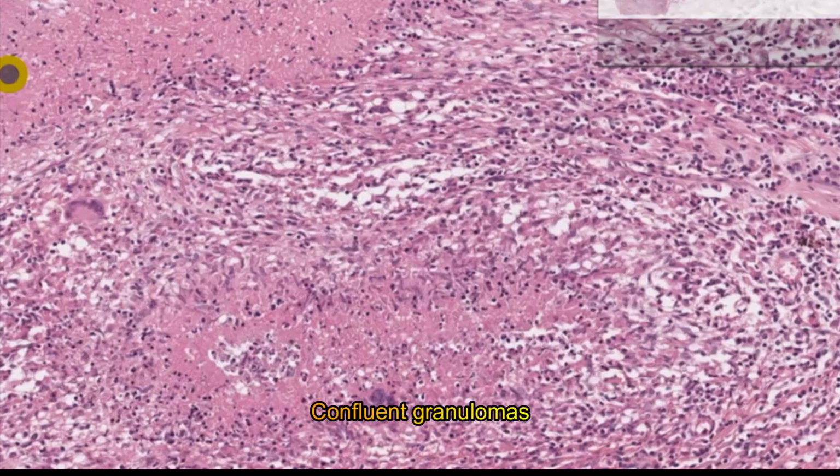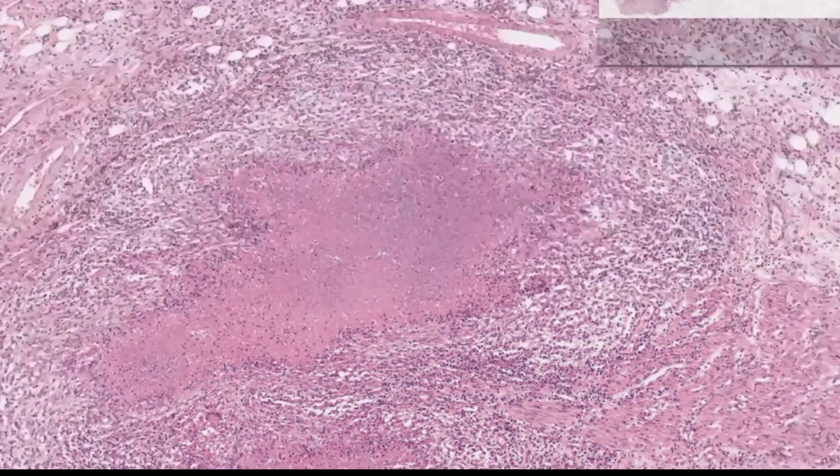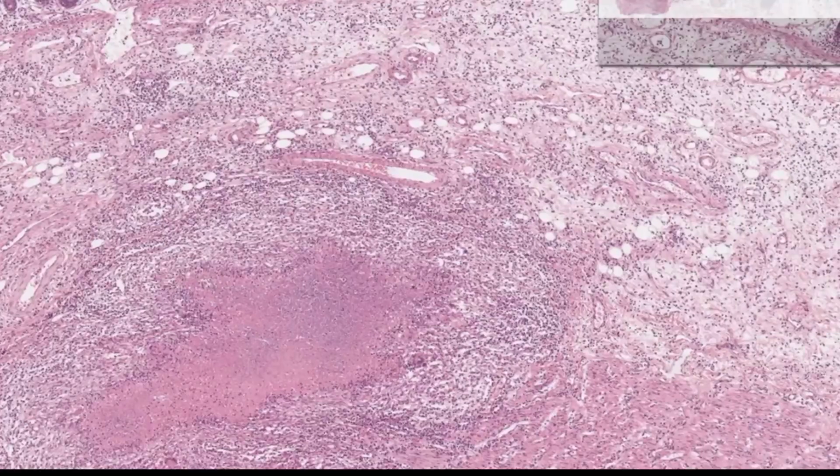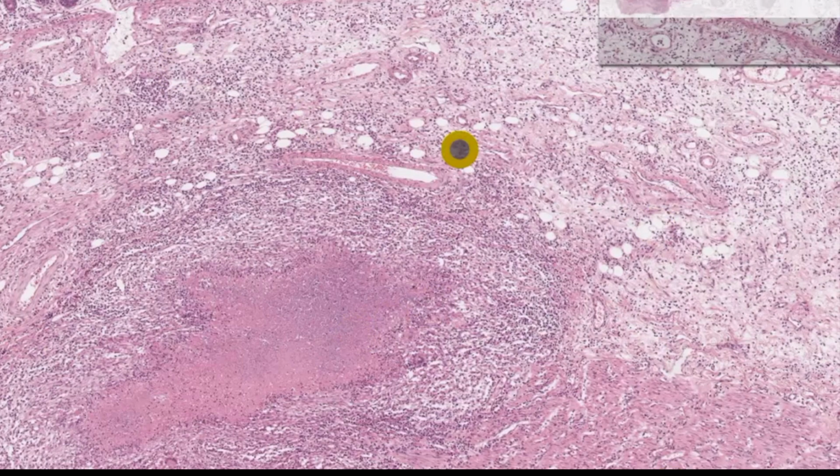Confluent granulomas are two granulomas which are attached together. So this is a confluent granuloma. Also, one more thing to note is that we can clearly see that these granulomas are not mucosal, and they are present in the submucosal region of the small intestine. So these are a few differentiating features of the granulomas which we see in Crohn's disease versus the granulomas which we see in intestinal tuberculosis. The previous one was Crohn's and this one is intestinal tuberculosis.